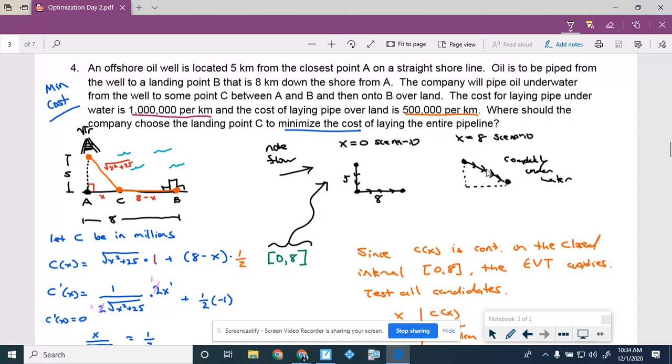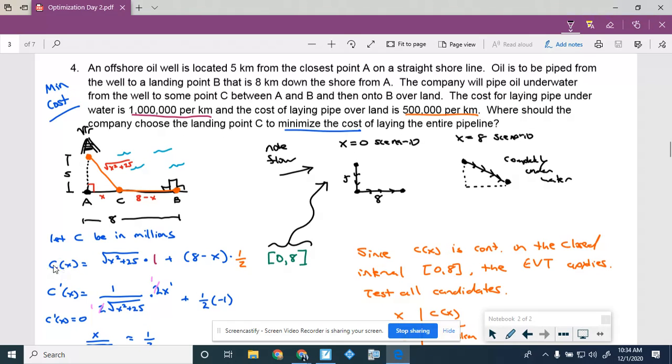And that would be this scenario where we're piping the entire thing underwater, which would seem like no way that could be the answer, right? Because it's more expensive to pipe underwater, right? So that's probably not going to be the solution to our problem, but that is the endpoint in our interval.